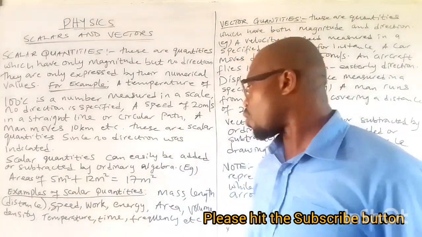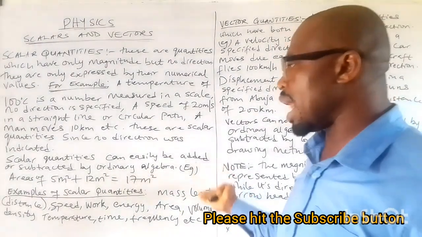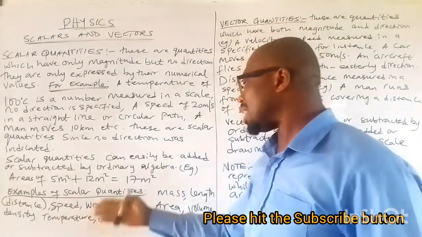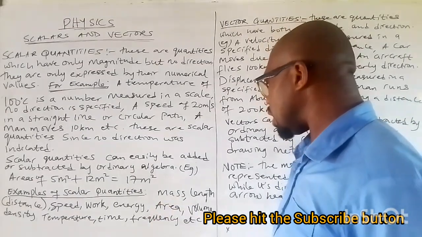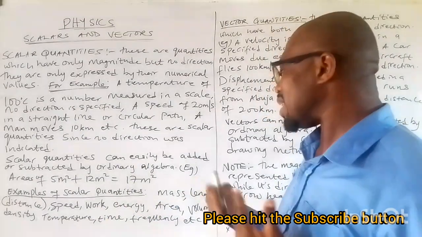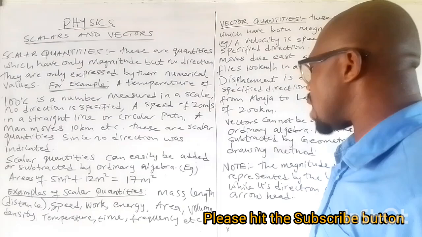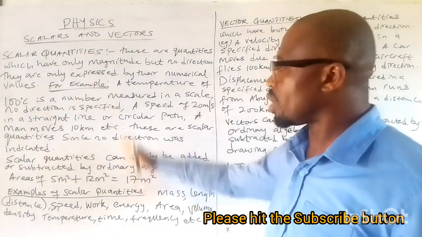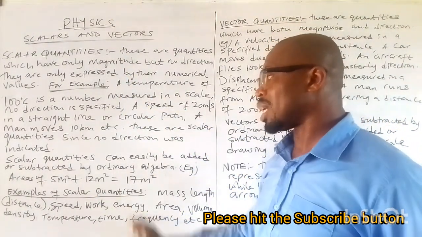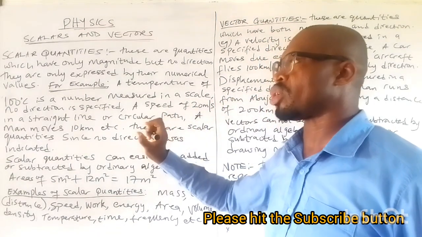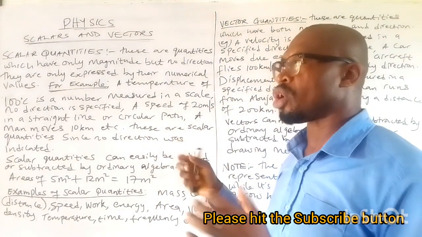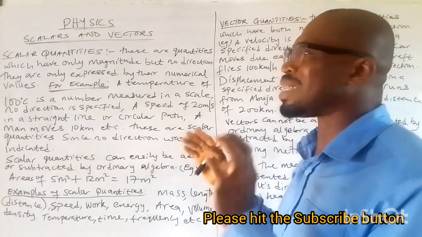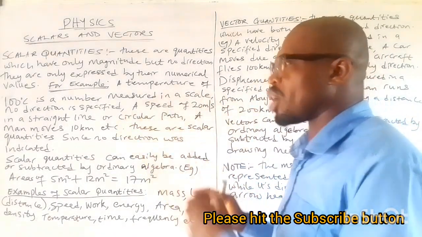Now, examples of scalar quantities include mass, length or distance, speed, work, energy, area, volume, density, temperature, time, frequency, etc. So these are scalar quantities. They have no direction, just numerical values, or only size. With their size, you can tell what they are.